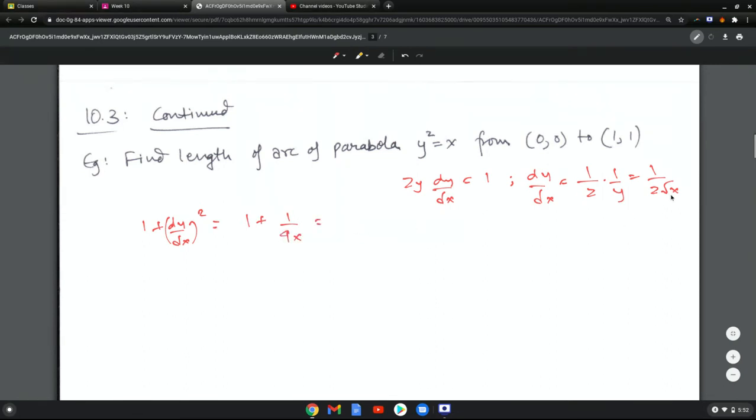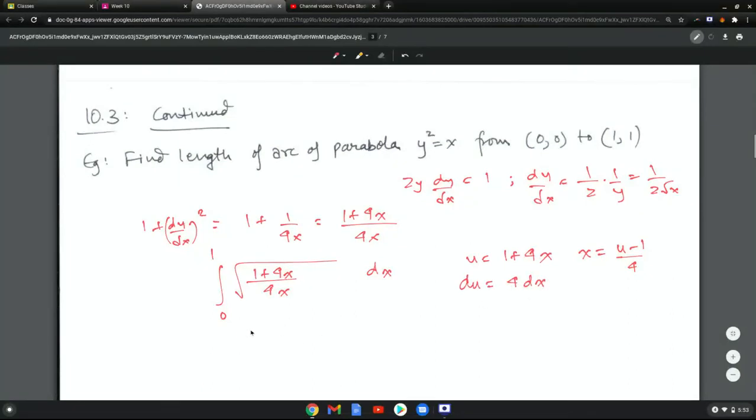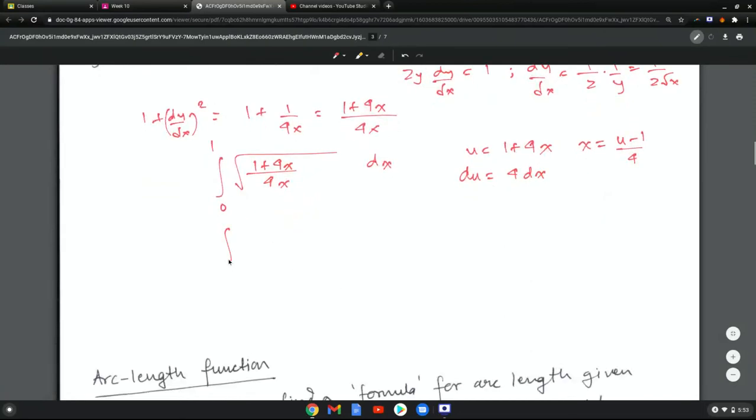Slightly different because now we have an x in the denominator, right? So this is 1 plus 4x over 4x. So integrating this under the square root, 1 plus 4x over 4x dx from 0 to 1, we again use the same strategy of setting u as 1 plus 4x, in which case x is (u minus 1) over 4. All right, so du is 4 dx. You can change the limits appropriately.